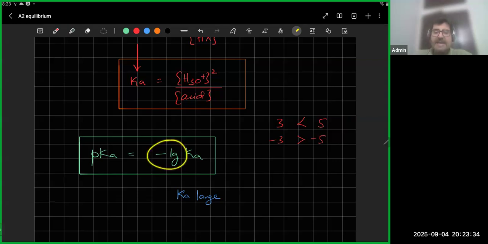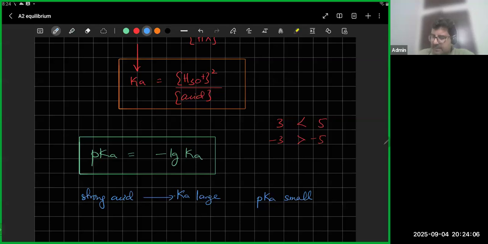So the problem with taking negative logs is that if K is large, that would mean your pK comes out small. Which is why your pH scale is the other way around. The lower the pH, the more acidic it is. It's because of this negative sign. So always remember, if you have a strong acid, its Ka would be large, but its pK would come out to be very, very small.